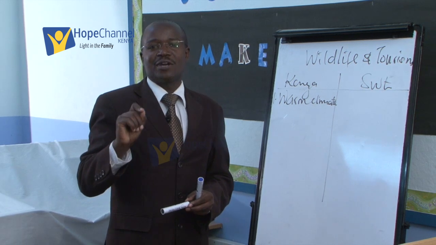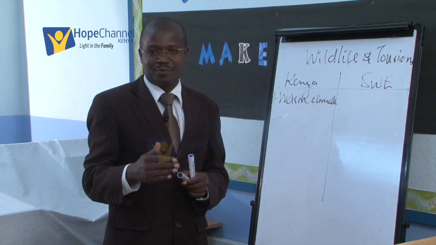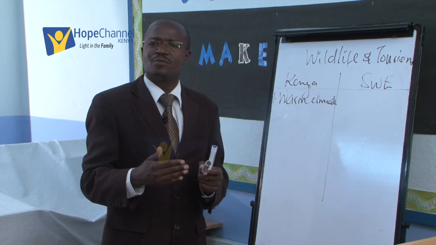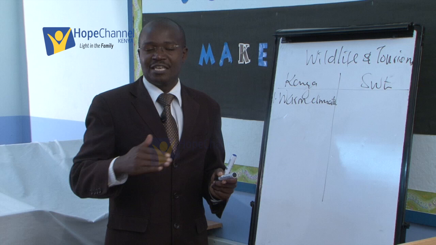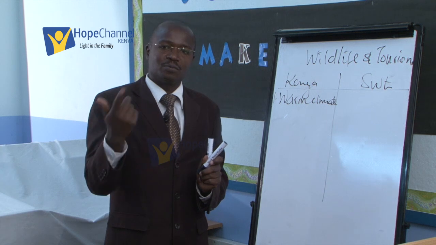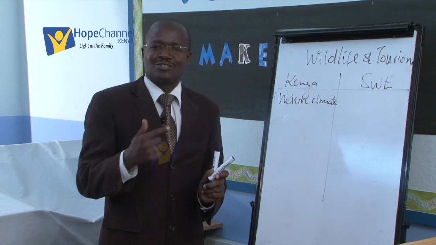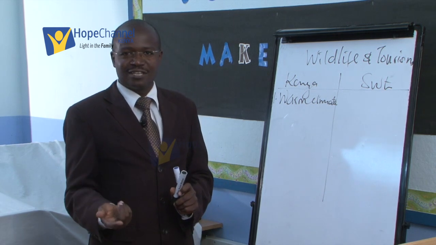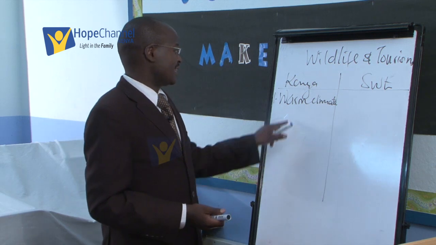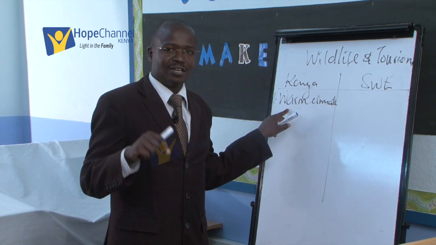The reason why we have warm climate in Kenya is that Kenya lies within the tropics, and Kenya is divided almost into equal halves by the equator. Therefore, all those countries that lie within the tropics, that is the Tropic of Cancer and the Tropic of Capricorn, experience warm climate as compared to those countries that are outside the tropics. Therefore, Kenya has warm climate, which is one of the major tourist attractions to this country.